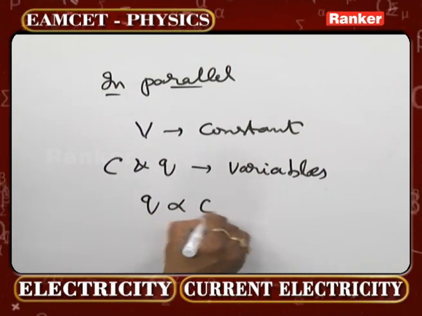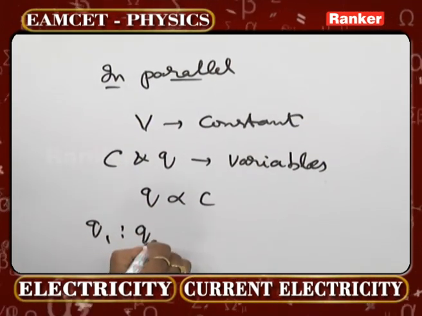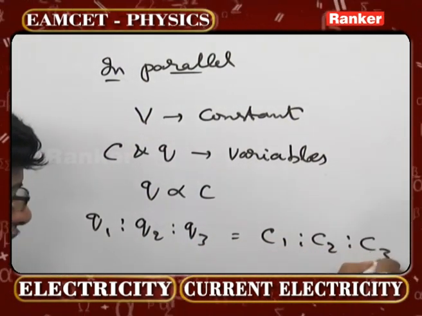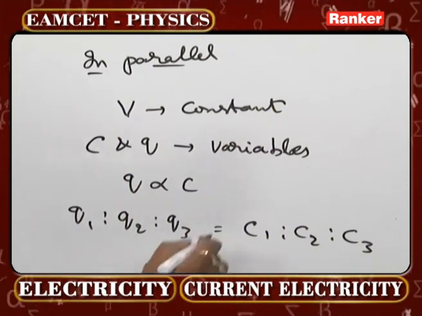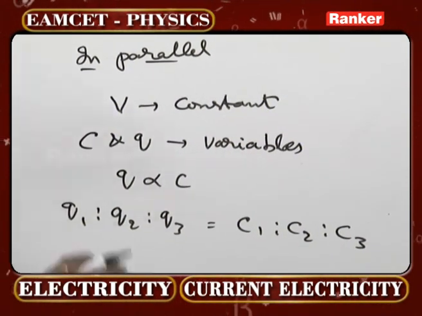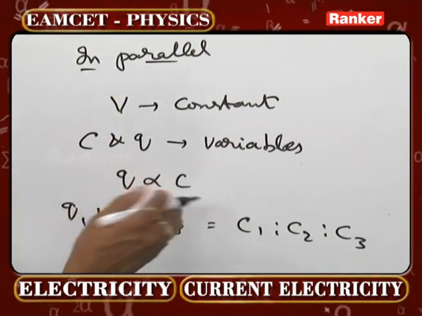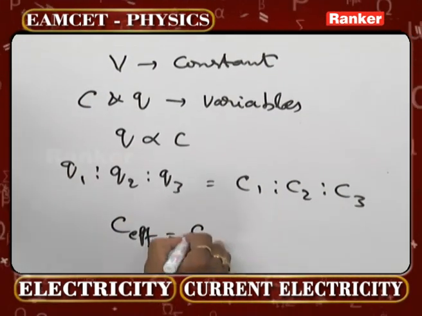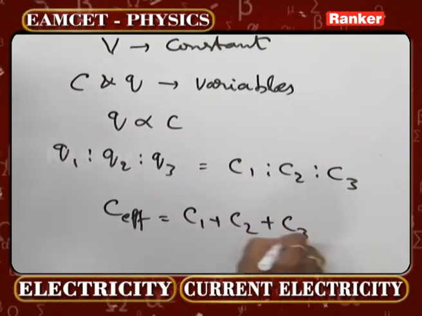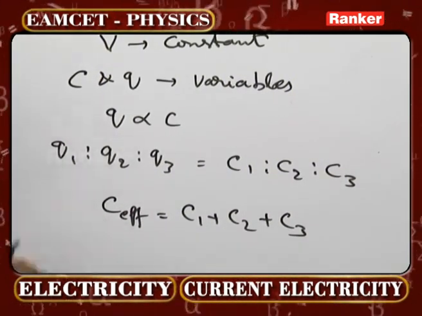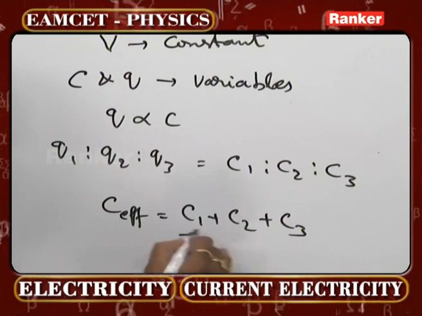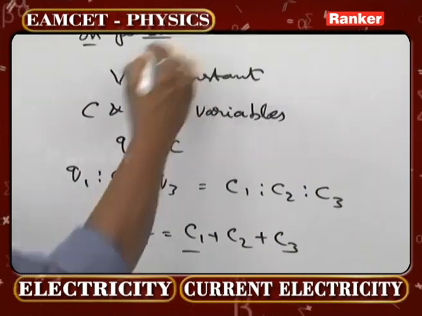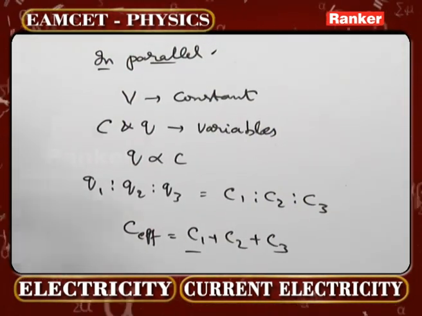Q is proportional to C. In other words, Q1 is to Q2 is to Q3 and so on will now be written as C1 is to C2 is to C3 and so on. That means the more the capacity, the more will be the charge on the plates of the condenser or capacitor. That is the point. Now in addition to that, the effective capacity in a parallel combination we can directly get by adding all the individual capacitors in that particular circuit. This is the formula by means of which effective capacity can be calculated when capacitors are connected in parallel. That is one area.